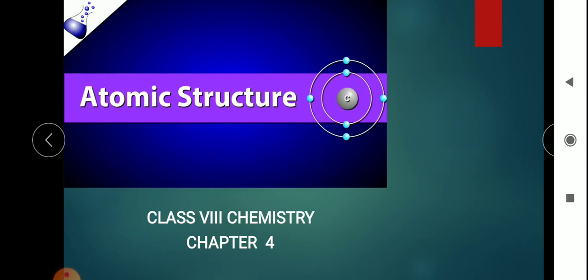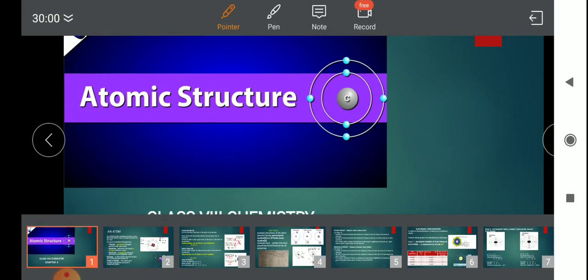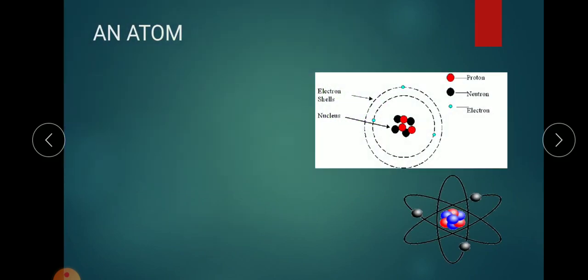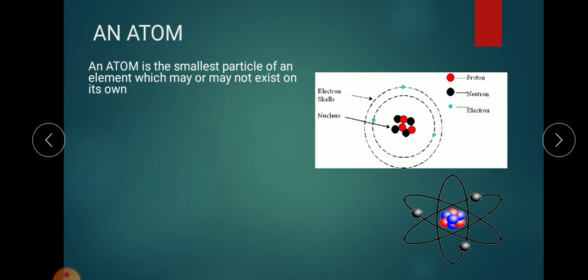In our last class, in the second term, we started this very important chapter called atomic structure, and we are discussing the basics. First, we got an idea about an atom. Then we came to know that an atom is the smallest particle of an element which may or may not exist on its own. So an atom is considered the smallest indivisible particle present in any matter.